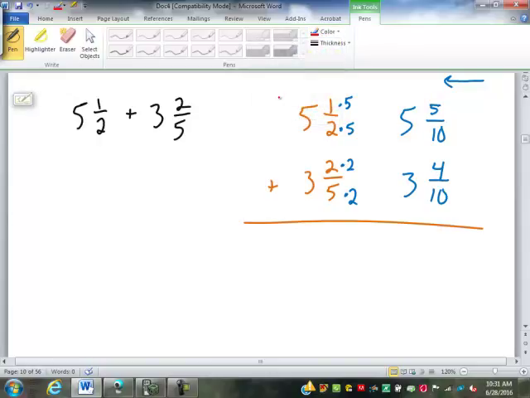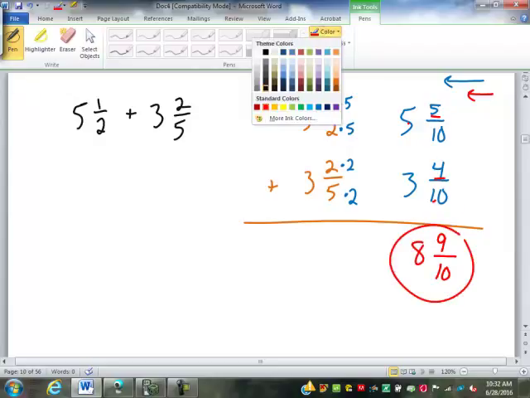And now we add. We start on the right and work our way back to the left. 5/10 plus 4/10 becomes 9/10. We combine the counts. 5 plus 4 is 9, and we keep that same name of tenths. And now we move over to the next digit to the left. 5 plus 3 is 8. So 8 and 9/10.